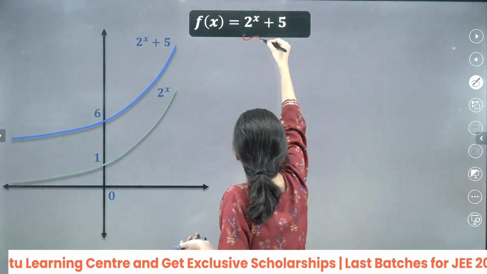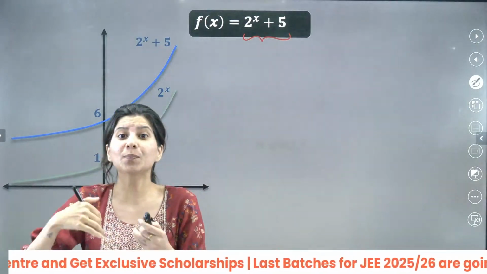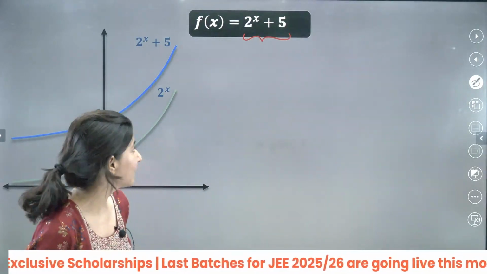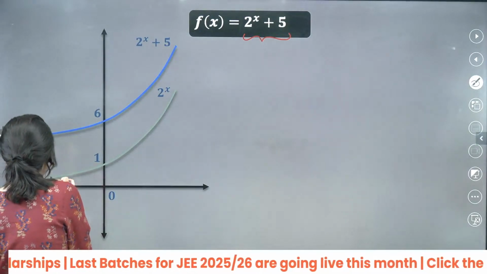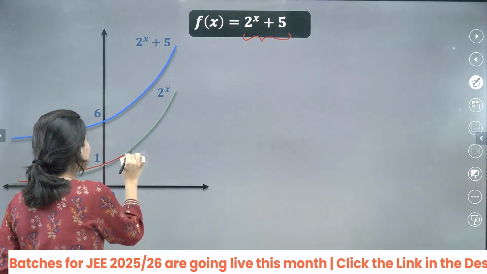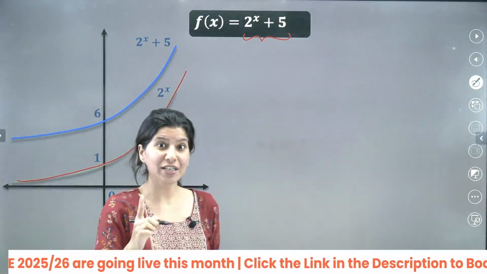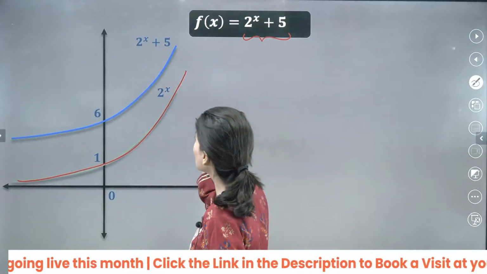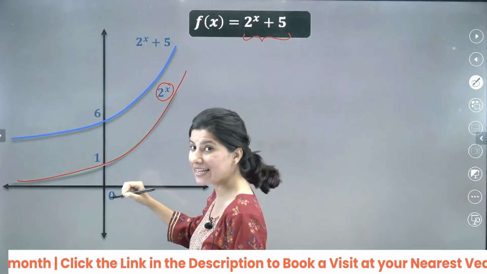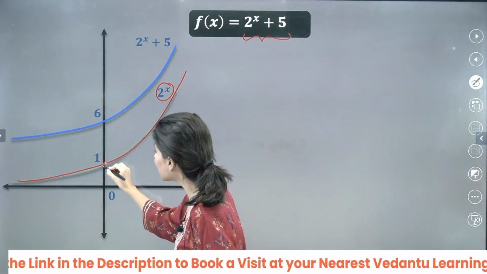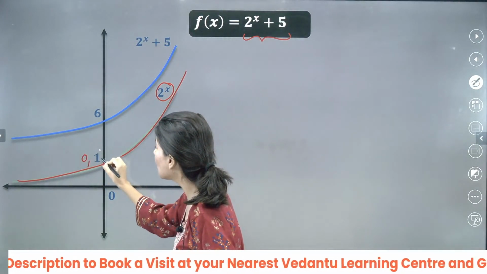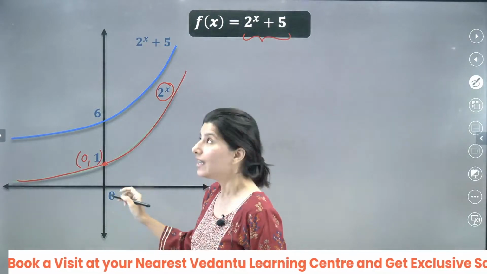So if you have to plot the graph of 2 raised to power x plus 5, how do you do that? First you plot the graph of 2 raised to power x. We have studied the graph of some standard function a raised to power x. This is how your graph of a raised to power x looks like. It passes through 0, 1. So y is 1. Now plus 5.